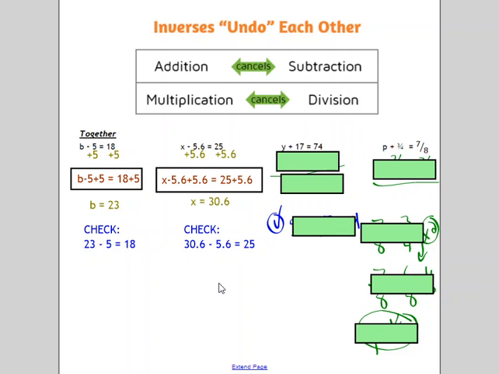Because again, remember that big idea, equations will have one solution. Variables will have one solution when you're solving these. All right, look at the third one. Now we are doing the variable plus 17, and it will have a value of 74. So something plus 17 is 74.